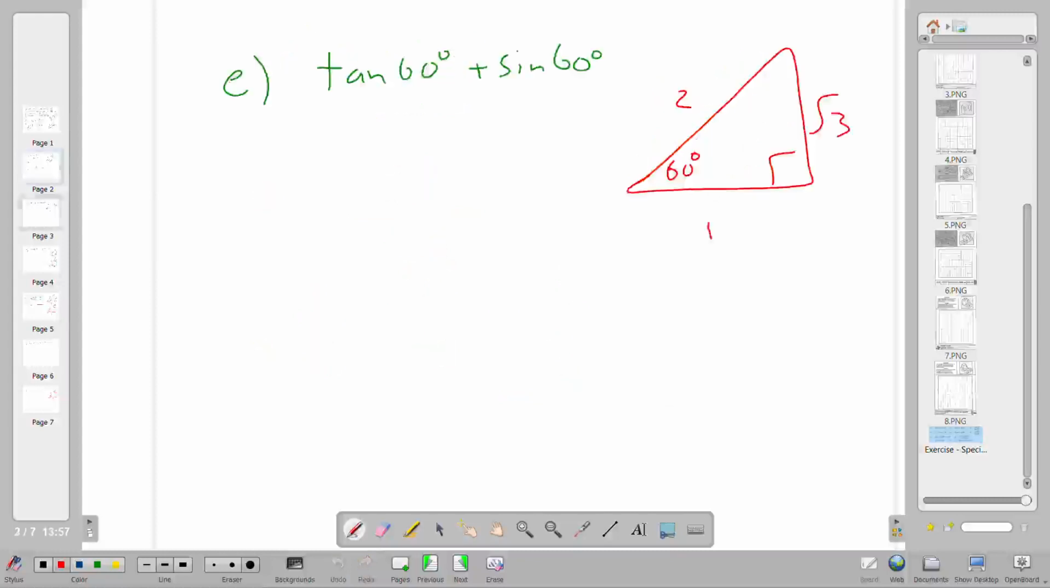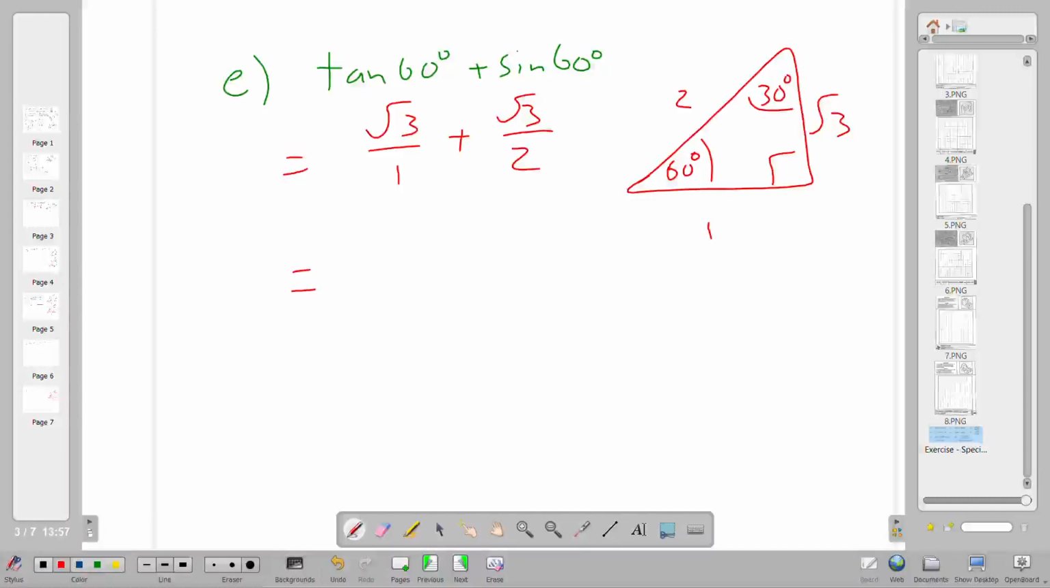Next one, tan 60 plus sine 60. So I have my 60, 30 triangle. Well, tan is opposite over adjacent. So I'll just say root 3 over 1 plus sine. Sine is opposite over hypotenuse. So it's root 3 over 2. Well, can we add those two? We certainly can. It's root 3 plus root 3 over 2.